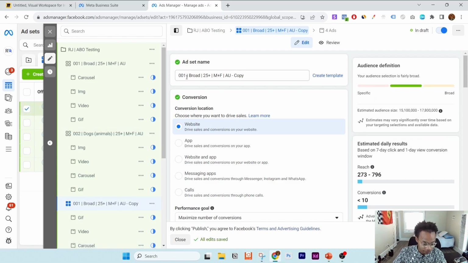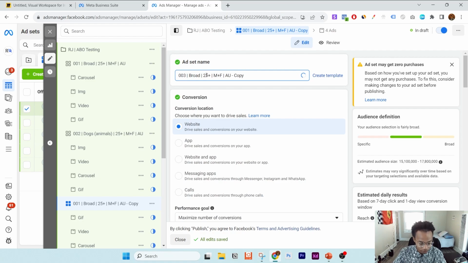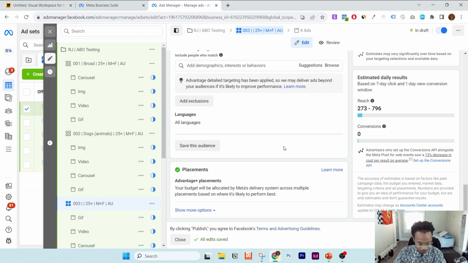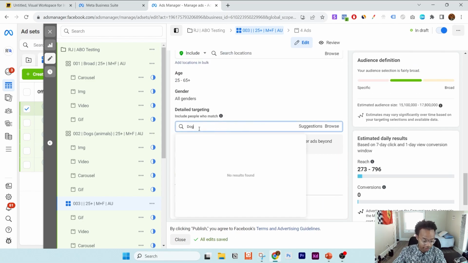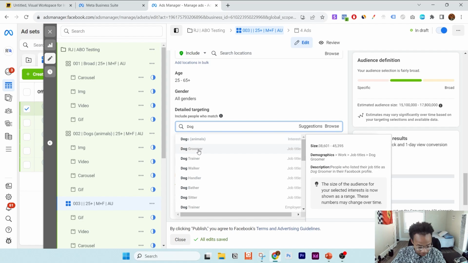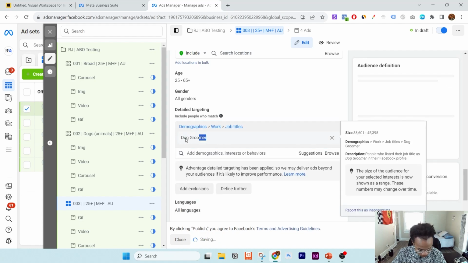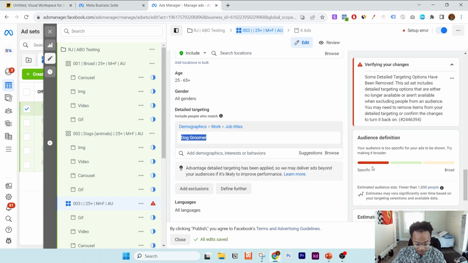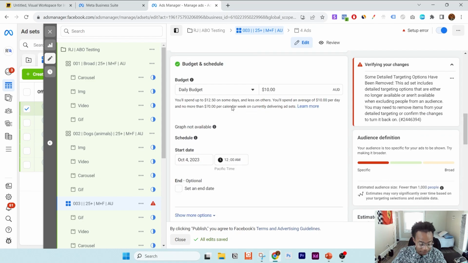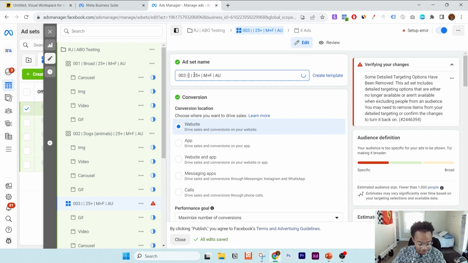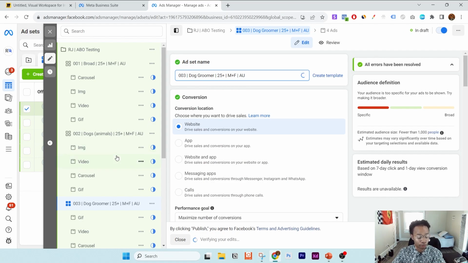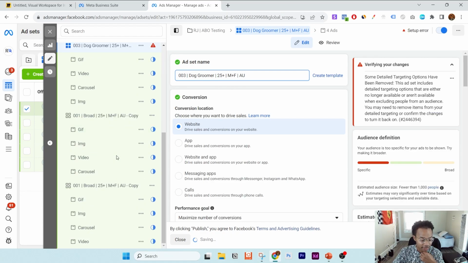Now what you're going to do over here is you're going to come down, 003. We're going to get rid of the copy. We're going to get rid of broad. We're going to come down here. We're going to type in dog again. We're going to type in dog groomer. And this may be too specific, but for the sake of this video, this will be a different interest that suits your audience, right? So dog groomer. And we're going to repeat this for the next 2 different ad sets, right?